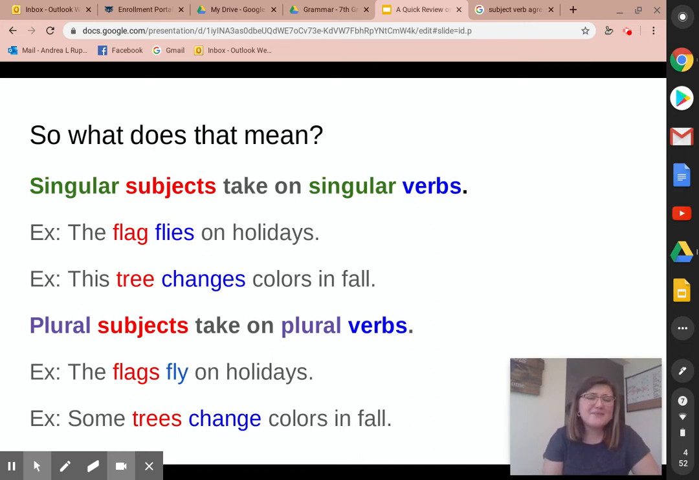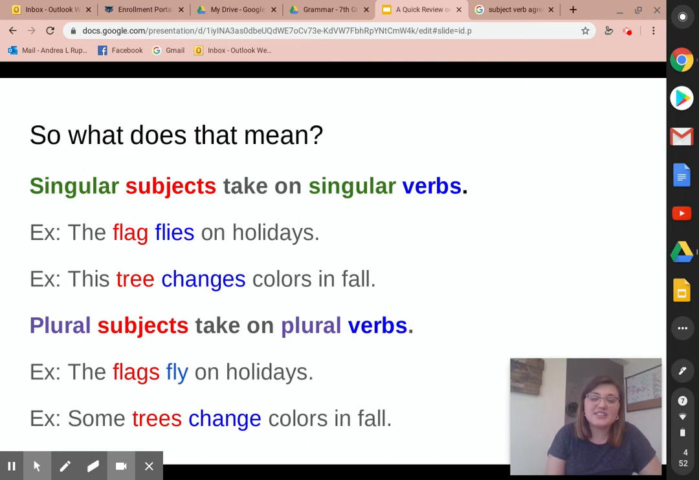Now you might say, Mrs. Smith, that's confusing because our verbs both have S's at the end. Isn't that the case for plural? Now, when we're talking about verbs, this is where it gets tricky. Most of the time, our verbs, in the case of singular, will end in an S. So you kind of have to reverse it in your mind. If my subject doesn't have an S at the end, my verb probably will, and vice versa.